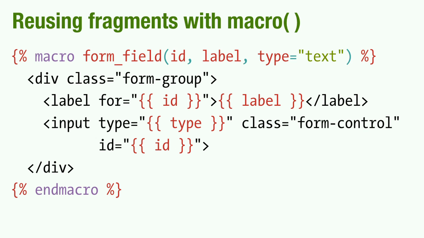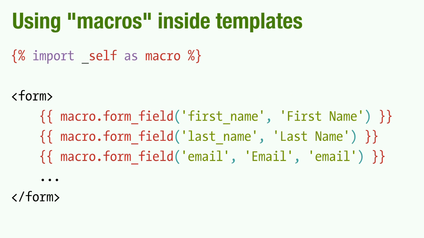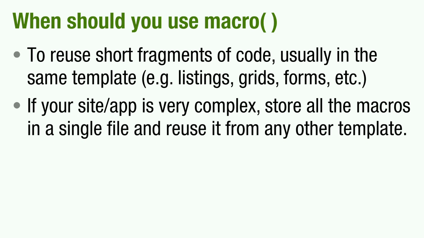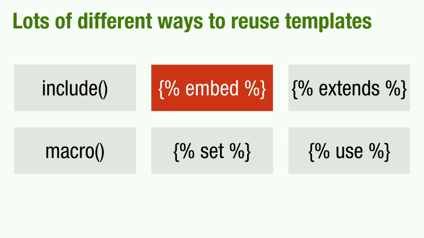And the other difference with include is that you import a macro and then you can use the macro. Underscore self means that I want to import a macro from the current template and not from another template. Sometimes it makes sense. And for bigger websites, I recommend you create one macro.twig template or several ones where you store all your macros that are used on your website. Makes sense if the website is more complex. Of course. Okay.